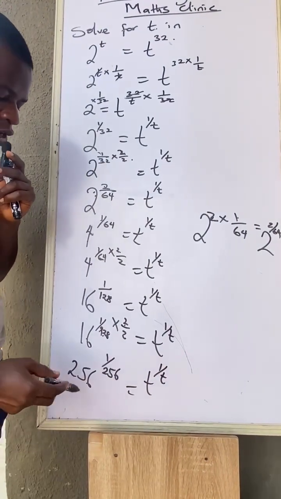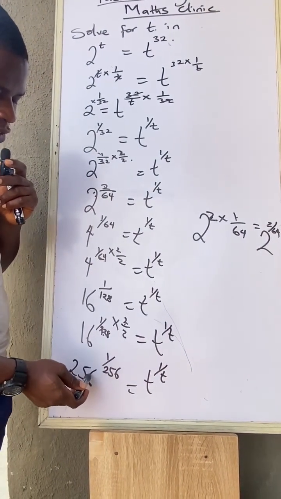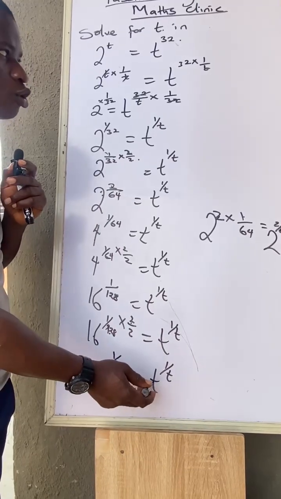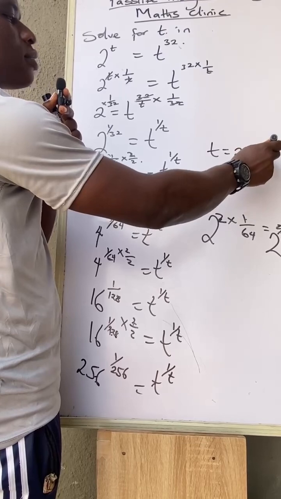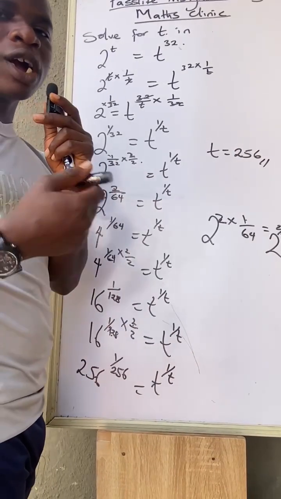So at the end, thank God, we've gotten the answer now. This 256, this 256, meaning that we can conclude now that our t is equals to 256. Final answer.